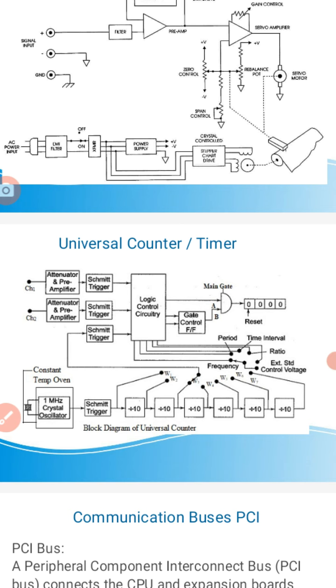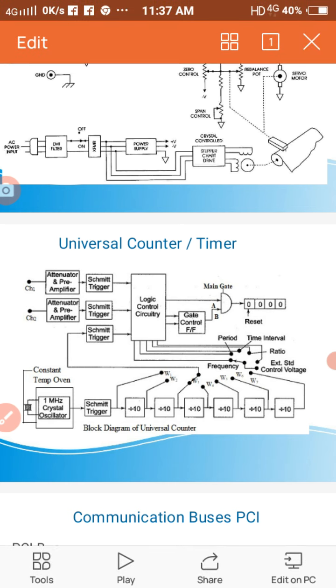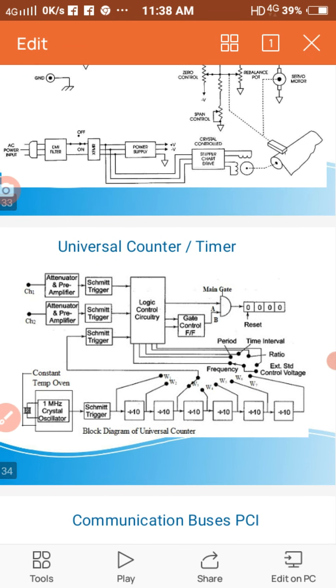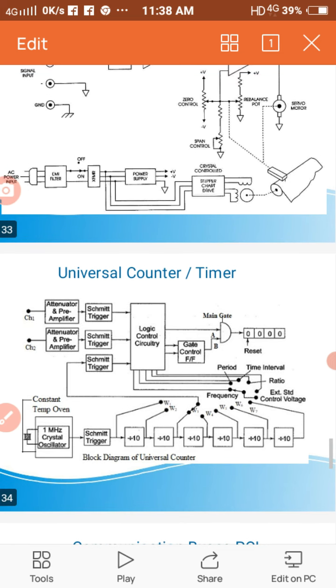This contains channel 1, channel 2, attenuator and preamplifiers. There are 2 Schmitt triggers after attenuator, logic control circuitry, then gate control flip-flop, NAND gate which is getting input from main gate, and there is a display board which is showing 0000.